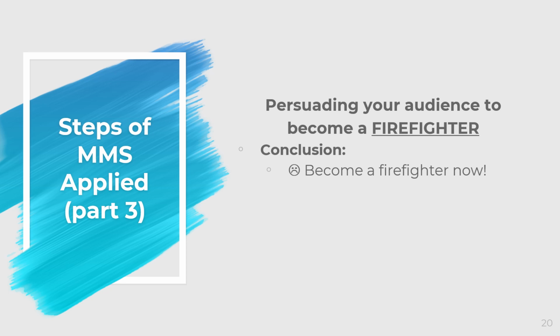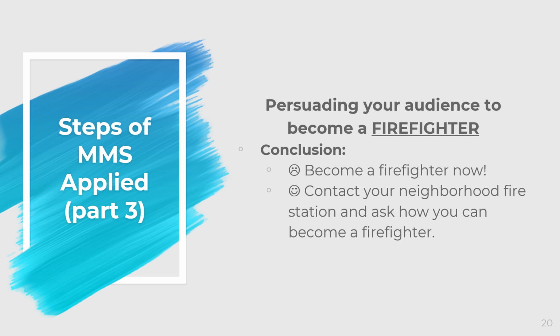In the conclusion, you need to give the audience some kind of direct action they can take to become a firefighter. You can't just say, become a firefighter now. I mean, how? So you can give them some options, such as contact your neighborhood fire station and ask how you can become a firefighter. Now, this works for firefighters because fire stations tend to be friendly and they tend to have staff or receptionists where they can talk to people if you call them.